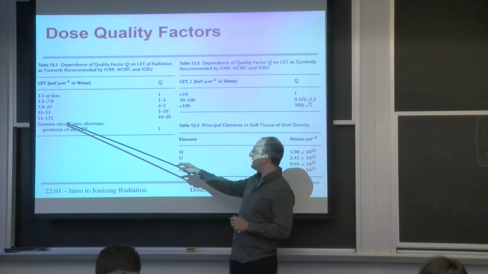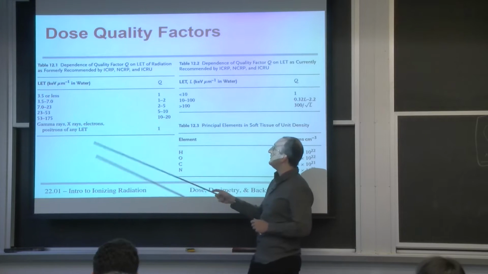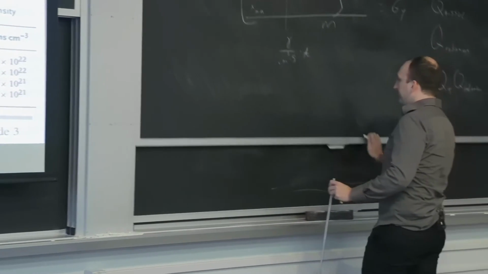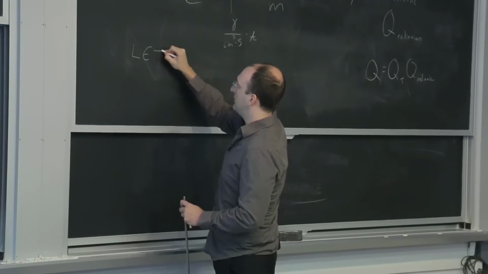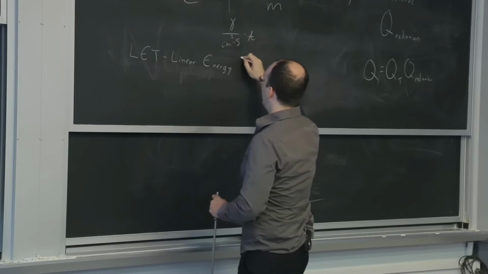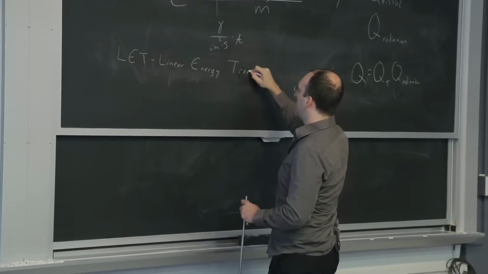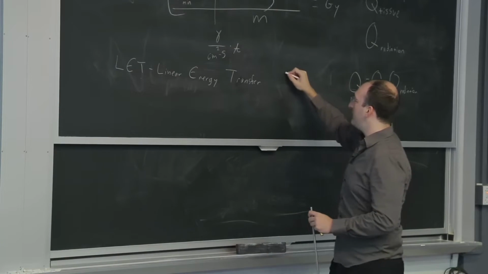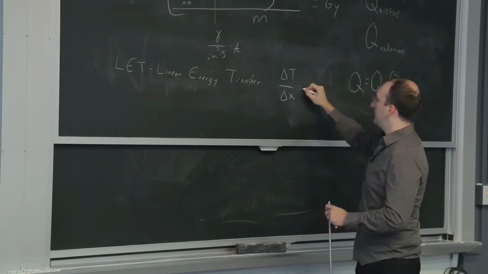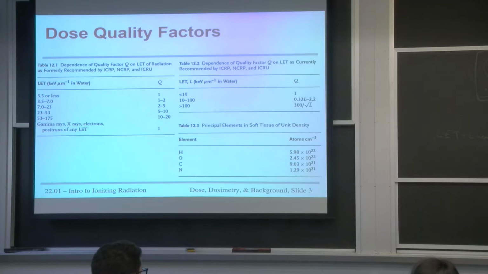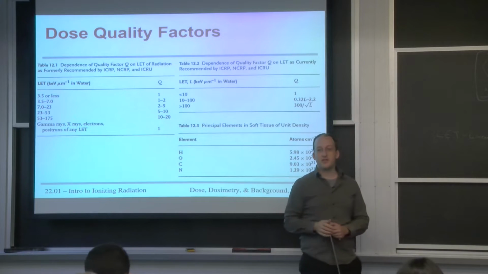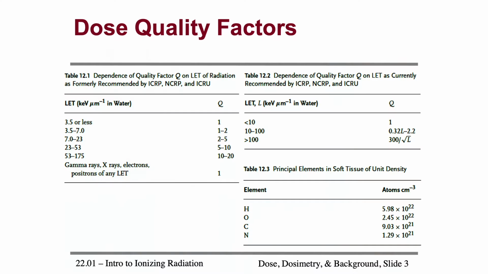First of all, gammas, X-rays, electrons, positrons of any LET. LET, as I mentioned before, is linear energy transfer. And to put this mathematically, you've actually seen this before, which would be some change in energy over some change in distance. It's the stopping power. So with the formulas you got in the second half of this class, you can calculate linear energy transfer.